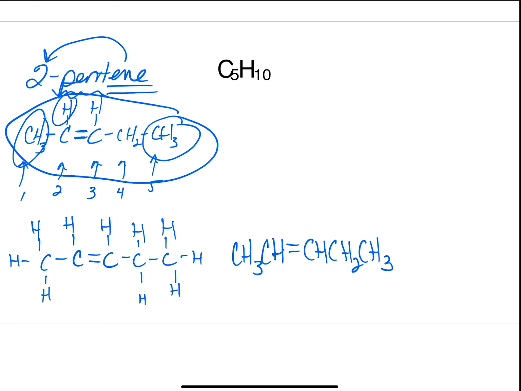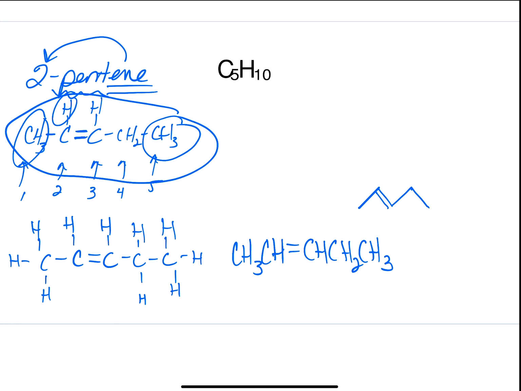Now the line bond structure for this. We've got 5 carbons. So what you want to do is, when your pen hits the paper, that's your first carbon. 1, 2, 3, 4, 5. And the double bond is between carbons 2 and 3. So you want to go ahead and put that right there.